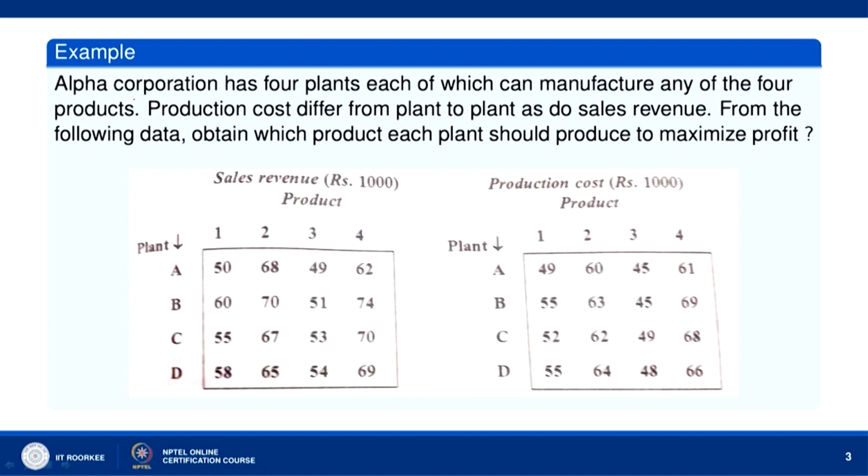So, let us consider this problem. Alpha Corporation has 4 plants, each of which can manufacture any of the 4 products. Production costs differ from plant to plant, as do sales revenue. From the following data, obtain which product each plant should produce to maximize profit. The first table gives us the sales revenue in thousands of rupees, and the second table gives production cost in thousands of rupees. A, B, C, D are the 4 plants, and there are 4 products 1, 2, 3, 4 which are manufactured by the 4 plants.